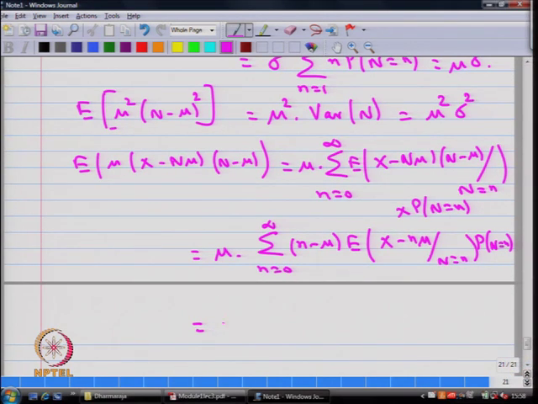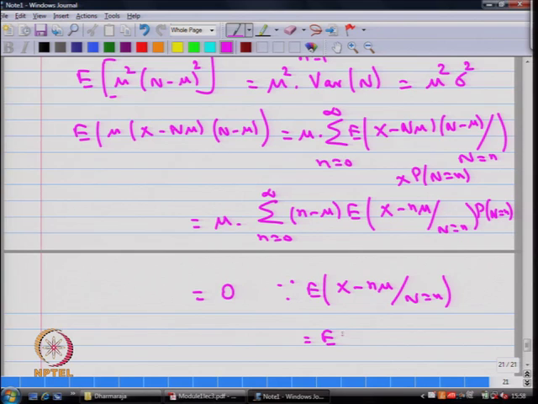that is same as 0, because expectation of x minus n mu given n takes a value small n, that is nothing but expectation of psi 1, psi 2 and so on plus psi n minus n mu, that expectation quantity is going to be 0, because the expectation of a psi a's are going to be mu, and this is expectation of psi 1 plus psi 2 and so on plus psi n minus n times mu, therefore, that becomes 0.